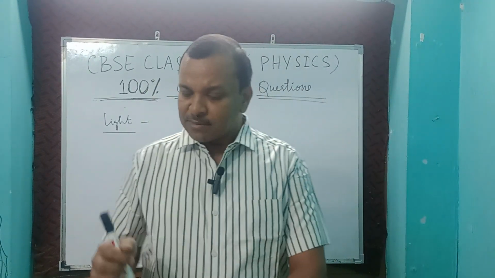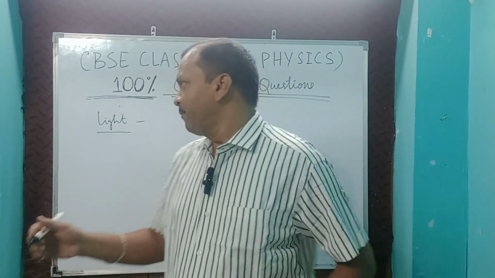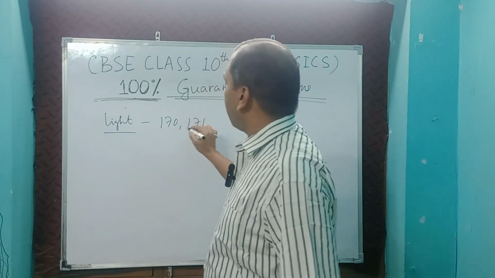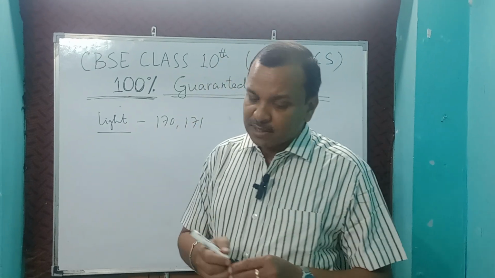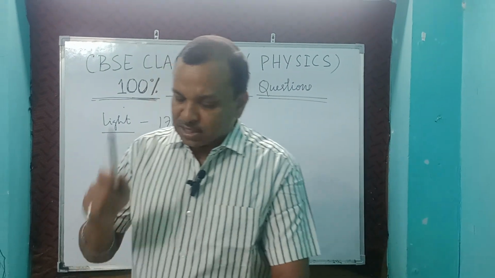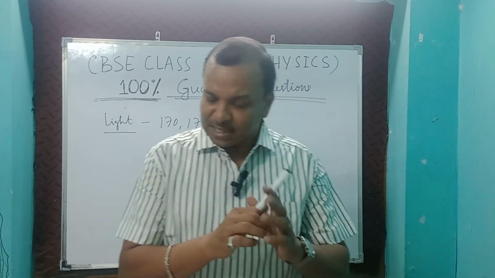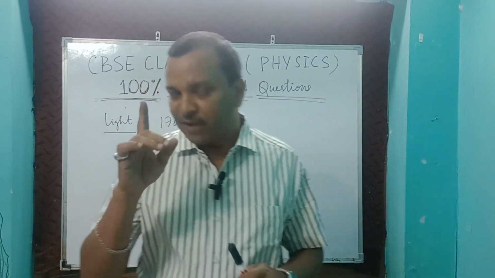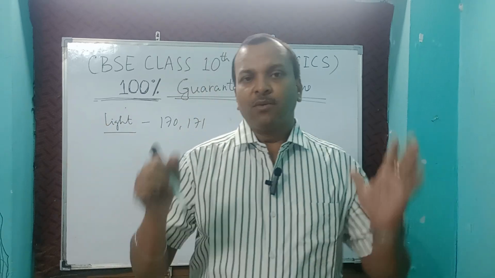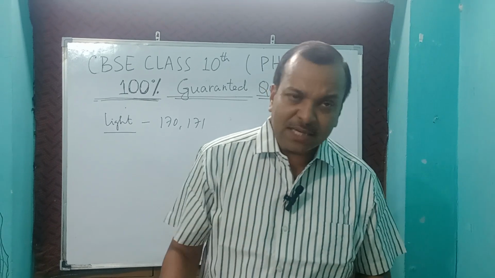Otherwise, the next question is from the in-text questions, next page numbers 170 and 171. I will read out the question. A concave mirror produces 3 times magnified real image of an object placed at 10 centimeter in front of it. Where is the image located? Go through these two questions. One question is sure. Is it clear?